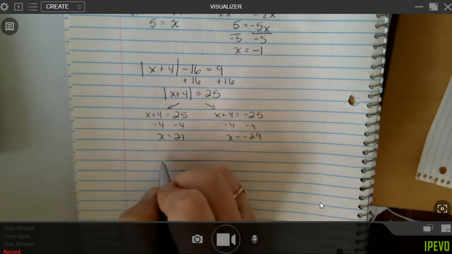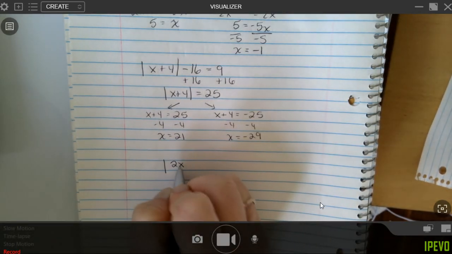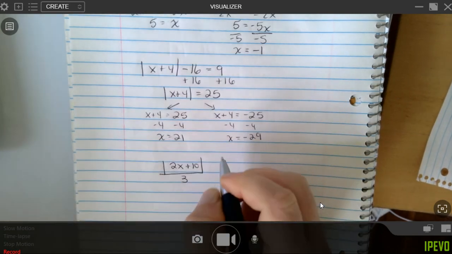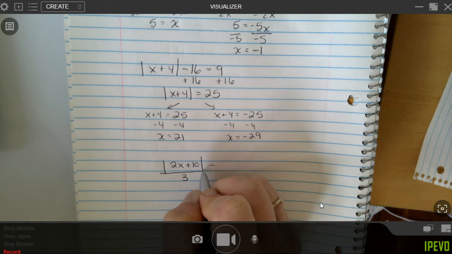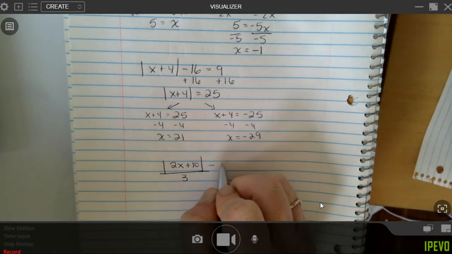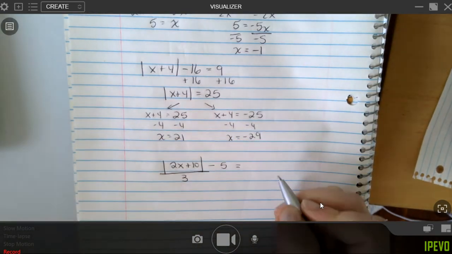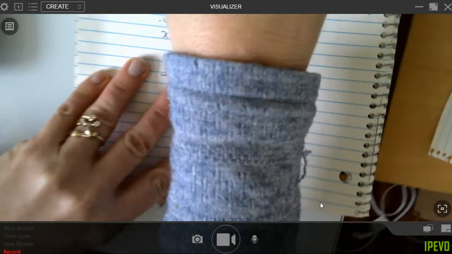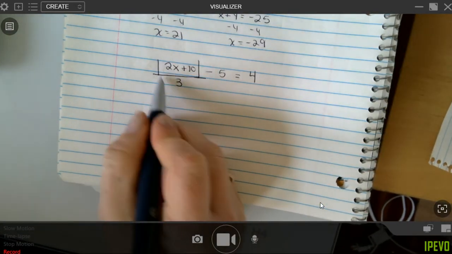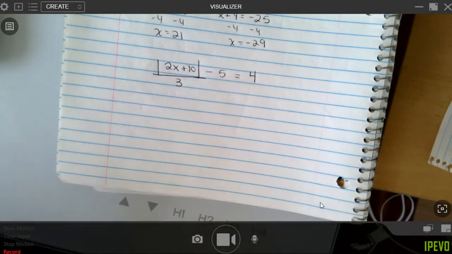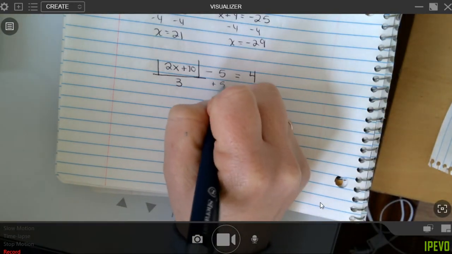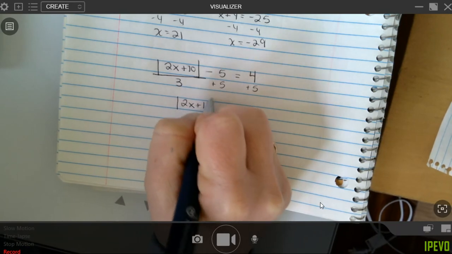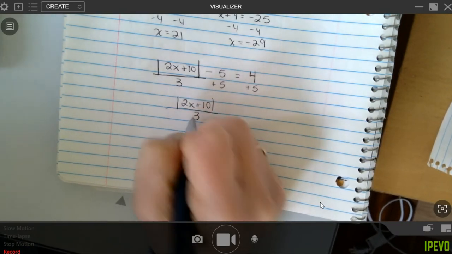Well, let's try another one. What if we had |2x + 10| divided by 3, minus, we can make these look scary, 5 equals, I don't know, just 4 to keep numbers small. Making it up as we go. Notice this whole thing here is getting divided by 3. So the first thing I want to do, I want to add the 5. Get that 5 out of the way. So then we get |2x + 10|, still being divided by 3, equals 9.